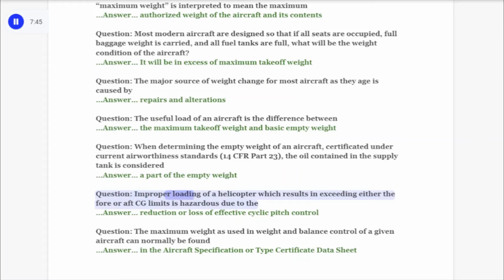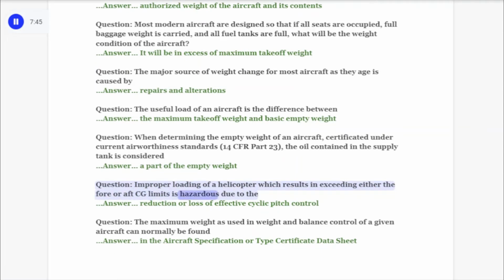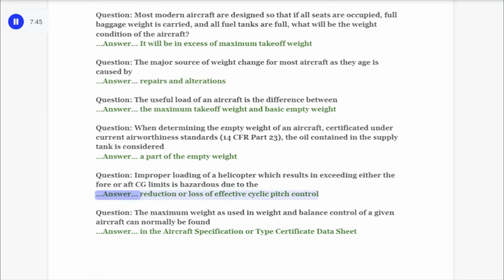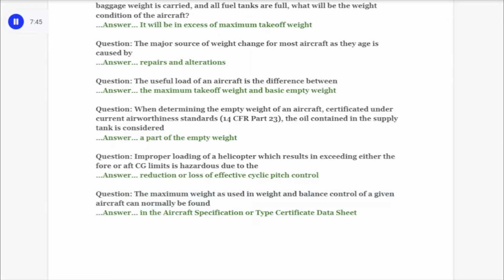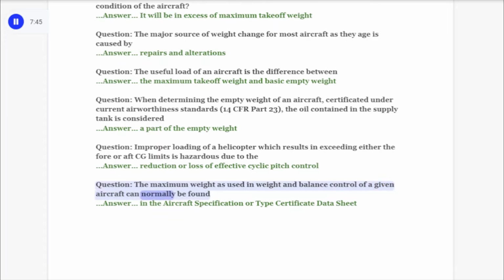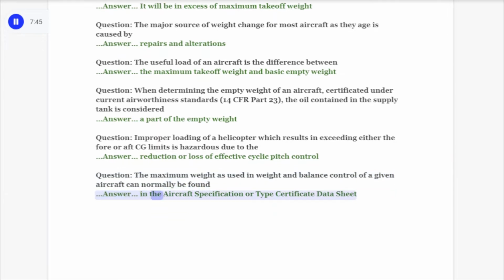Question. Improper loading of a helicopter which results in exceeding either the fore or aft CG limits is hazardous due to the. Answer. Reduction or loss of effective cyclic pitch control. Question. The maximum weight used in weight and balance control of a given aircraft can normally be found. Answer. In the aircraft specification or type certificate data sheet.